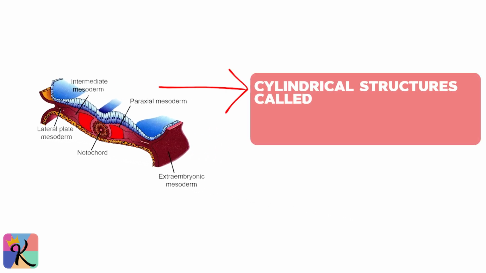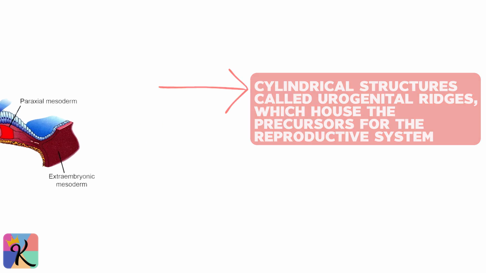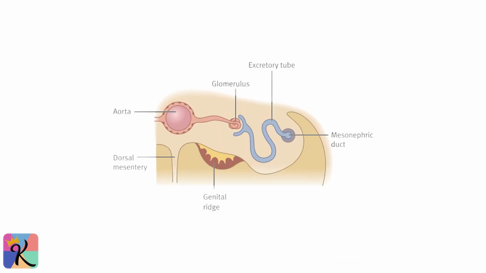The intermediate mesoderm forms cylindrical structures called urogenital ridges, which house the precursors for the reproductive system. A strip of the nephrogenic cord, known as the genital ridge, develops into the gonads. This structure contains a mesoderm core covered by an epithelial layer.